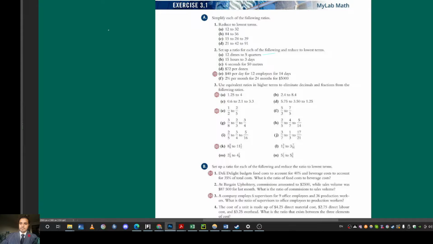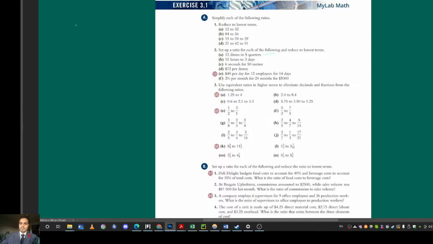6 seconds for 50 meters. Again, 6 seconds ratio 50 meters, okay? Now, this is a rate, so it doesn't really matter. We don't have to convert it into the same unit. This is a rate. For every 60 minutes, 50 meters are spent, so that's okay.